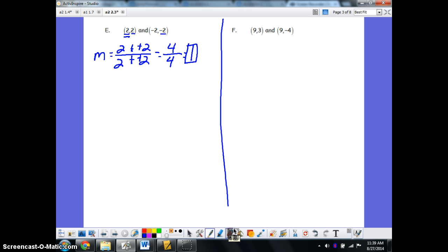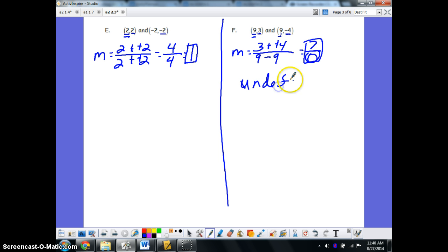And last but not least, f, slope. We subtract the y-coordinates on top, 3 minus -4. Since we started with the 3 on the top, we need to start with its partner on the bottom. And -9. 3 minus -4 again becomes 3 plus +4, which is 7. 9 minus 9, 0. Again, we have that special case where 0 is in the denominator. Cannot divide by 0, so our slope is undefined. Which means we have a vertical line.